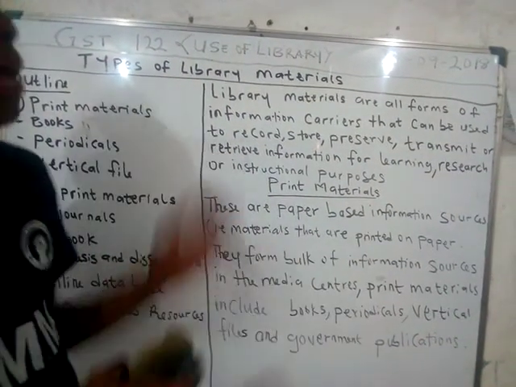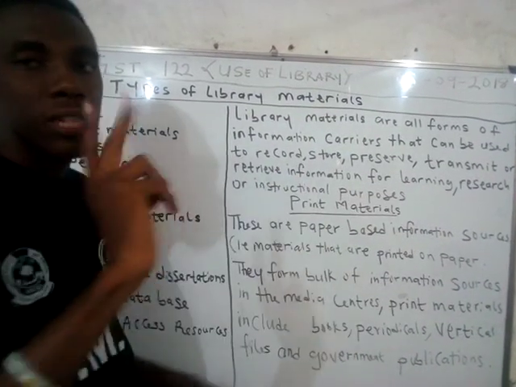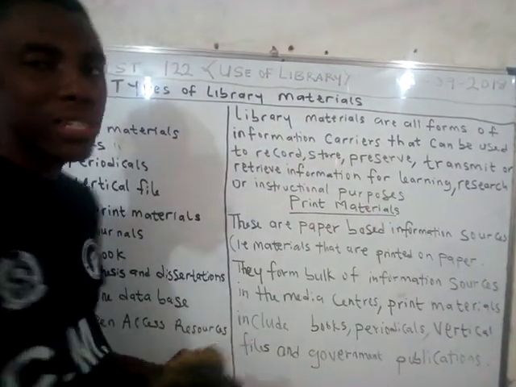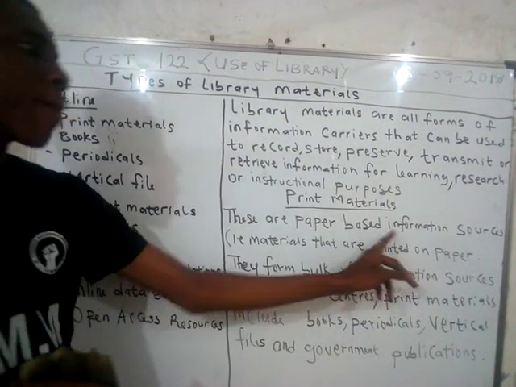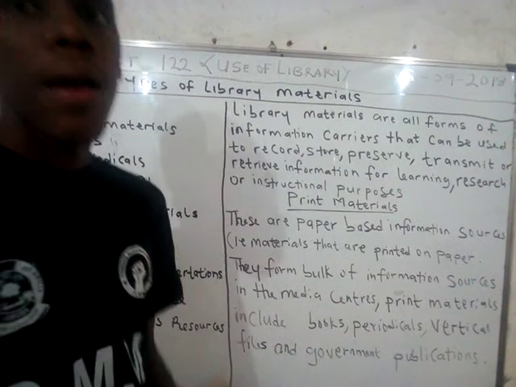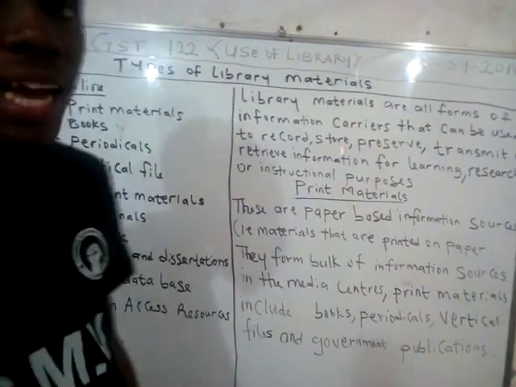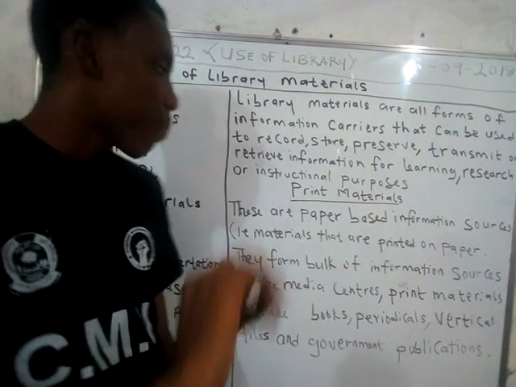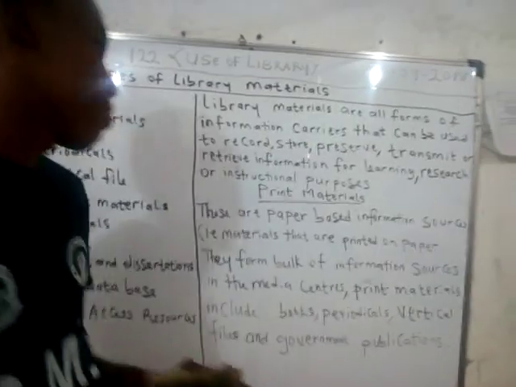Now, the first type of library material we're going to look at has two categories. The first category is print material. What are print materials? These are paper-based information sources. That means things written in black and white, things printed on paper. That is, materials that are printed on paper.